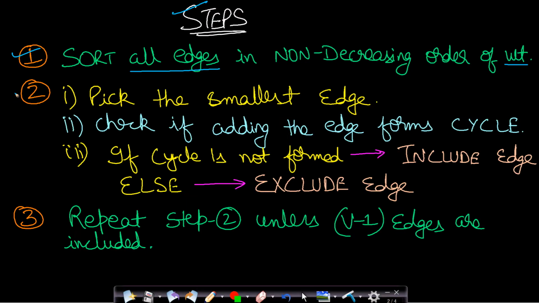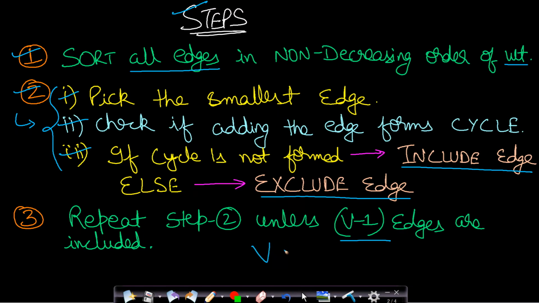After sorting all the edges, the second step is to pick the smallest edge among those edges, which will be the first one, and then check if adding the edge forms a cycle in our MST which is being built. If it doesn't form a cycle, then we can include that edge in our MST, otherwise we will exclude that edge. I have already explained this in the previous video, and we will keep repeating these steps under step 2 v-1 times, because for an MST having v vertices we will have v-1 edges. I hope you remember these steps now.